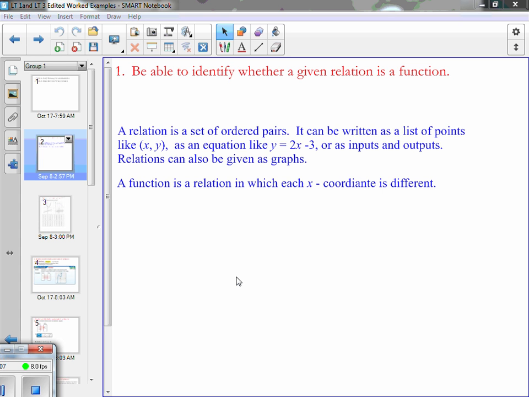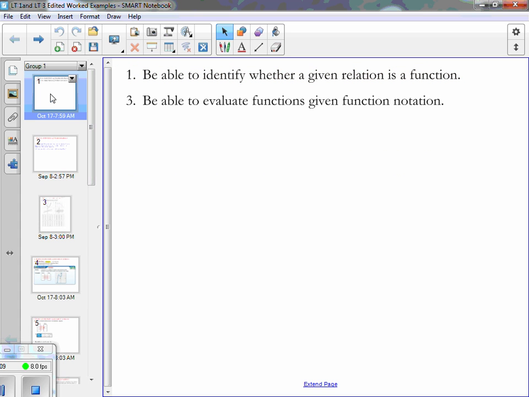Learning Target 1. Actually, we're going to do Learning Target 1 and Learning Target 3 today. So we're going to identify whether a given relation is a function, and then we're going to evaluate functions that are given to us in function notation. Now, to be able to do the first learning target, we have to know what a relation is and we have to know what a function is.